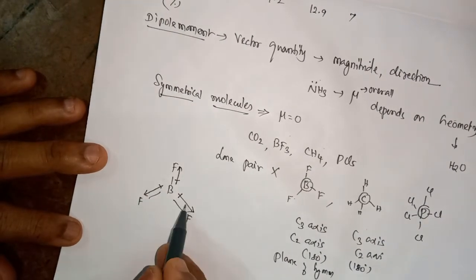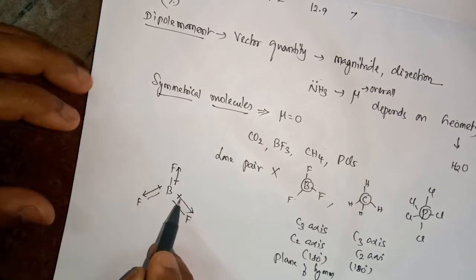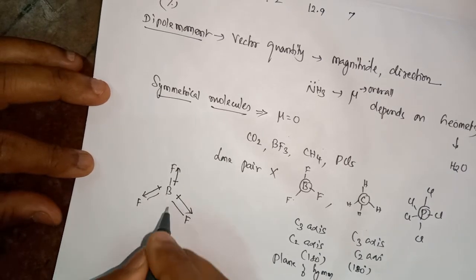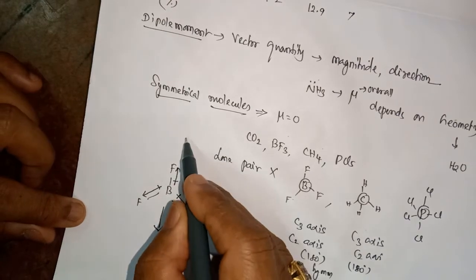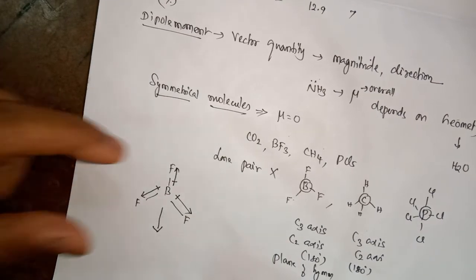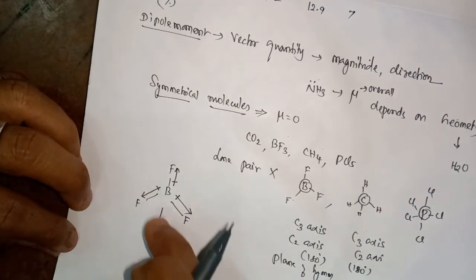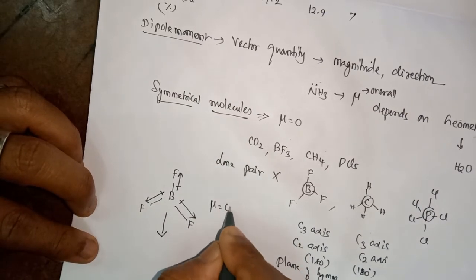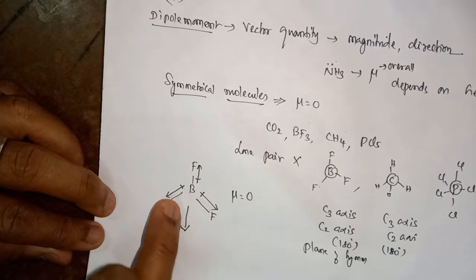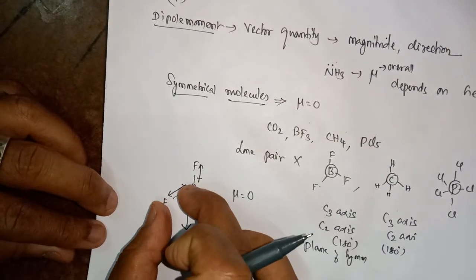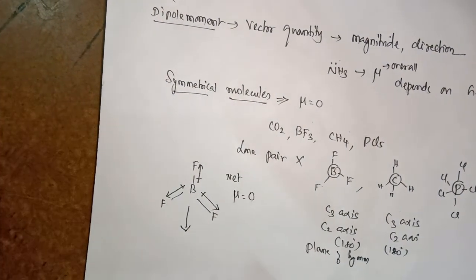The dipole moment is a vector quantity. The sum of these two vectors gives a direction like this. But here the third one already points in the opposite direction with equal magnitude. So when you add these, we get mu equal to 0. If I talk about individual bonds, each bond is polar; each has a dipole moment. But the net overall dipole moment comes out equal to 0.